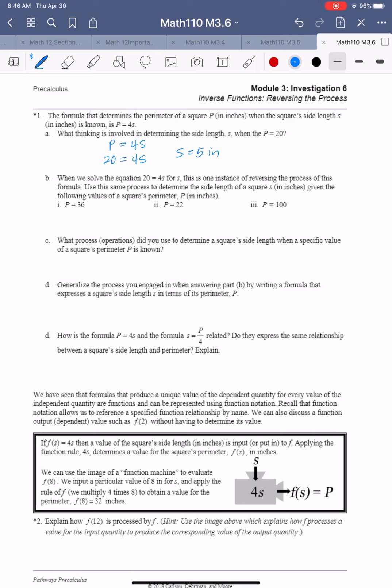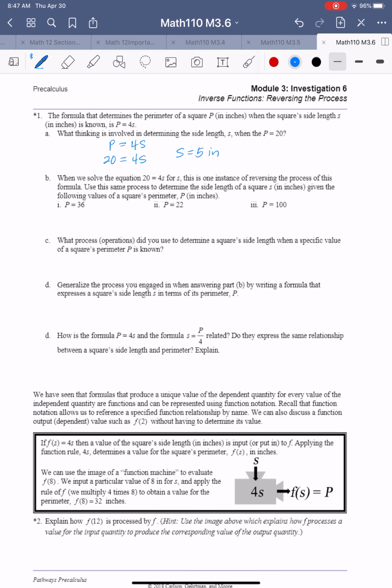So what you do is plug in 20 as P, because that's the perimeter, and then solve for S. In part B, when we solve the equation 20 equals 4S for S, this is one instance of reversing the process. These formulas use the same process to determine the side length of a square S in inches given the following values of the square perimeter P in inches.